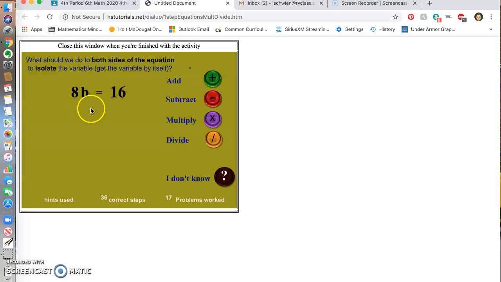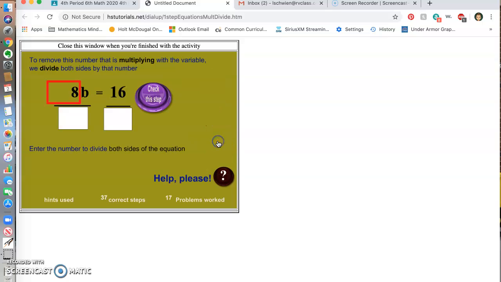What kind of an equation is this? 8 times b, so it's a multiplication equation. We're going to divide. We're going to do the opposite to solve it. And what are we going to divide by? That coefficient. We're going to divide by that 8 that is with the b. So divide by 8 there, divide by 8 there, treat both sides fairly.